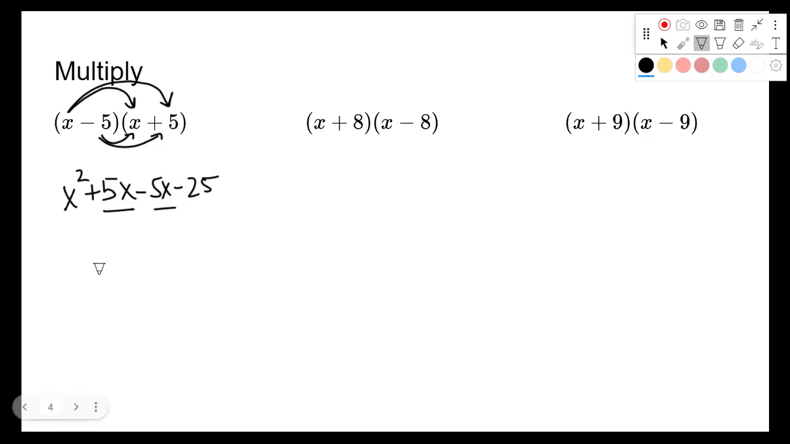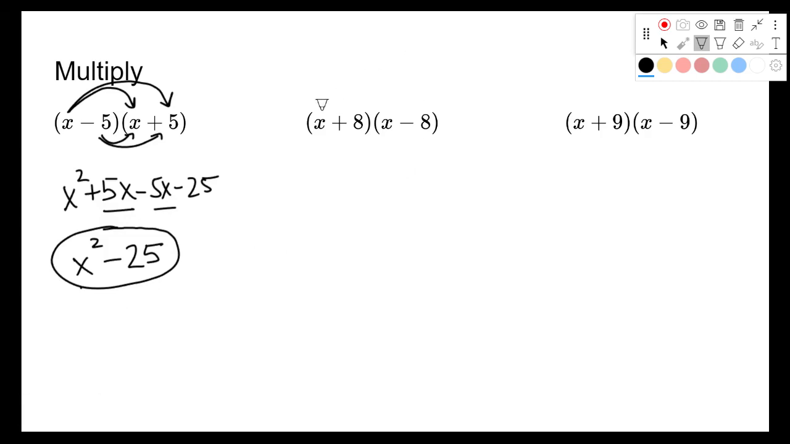5x minus 5x, that's 0. So we get x squared minus 25, and that's my answer. Now if you look at what we get, x squared minus 25, there's only two terms, right? There's subtraction in the middle, okay? So you can kind of see where we might be going with this. Let's try the next one.